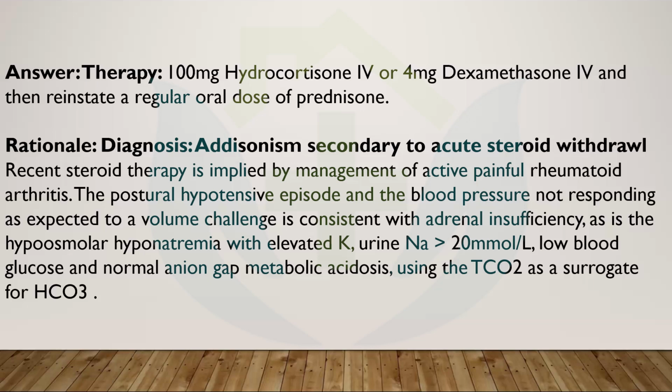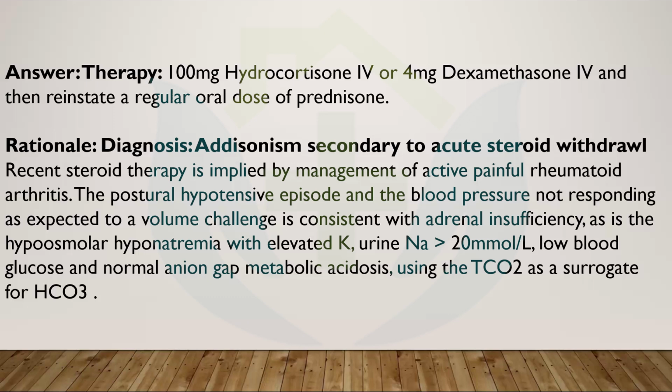TCO2 is written in every question. Usually they give this value. Total carbon dioxide is a surrogate of bicarb, so you should consider that as the bicarb value. Okay. And what therapy will you give for this Addisonian? 100 milligram hydrocortisone IV or 4 milligram dexamethasone IV, and reinstate a regular oral dose of prednisone. This is the steroid deficiency which has caused this. It was indicated by hypoosmolar hyponatremia and elevated potassium.